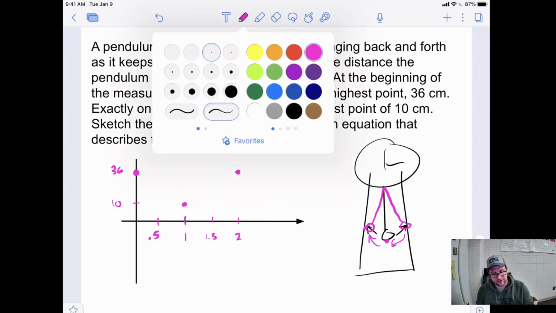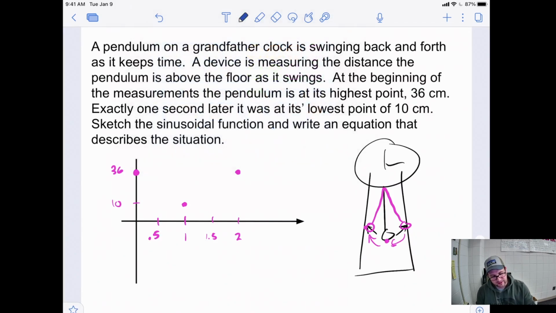So now let's figure out our midline. To find your midline, we're going to take 36 plus 10, our max plus our min, divided by 2. That's going to be 46 divided by 2, which is 23. So 23 is going to be our midline, which means we have an amplitude of 13 above and below that. So we can sketch in our midline right here.